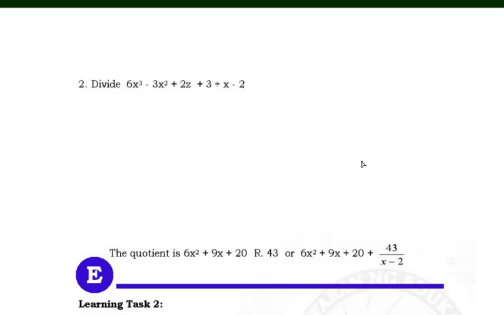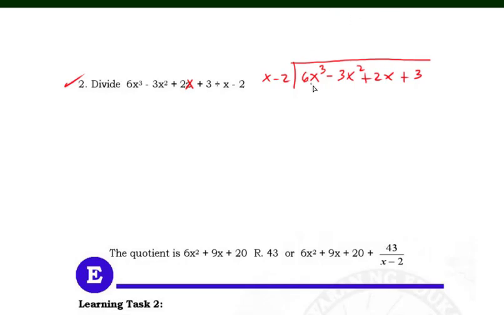Okay, so let us now answer the number 2 problem. Divide 6x cubed minus 3x squared plus 2x plus 3 by x minus 2. Okay, let's try dividing it. So, let's write here 6x cubed minus 3x squared plus 2x plus 3 divided by x minus 2.